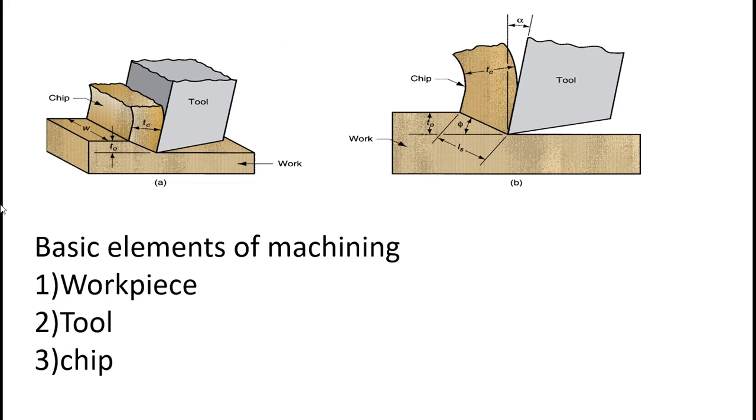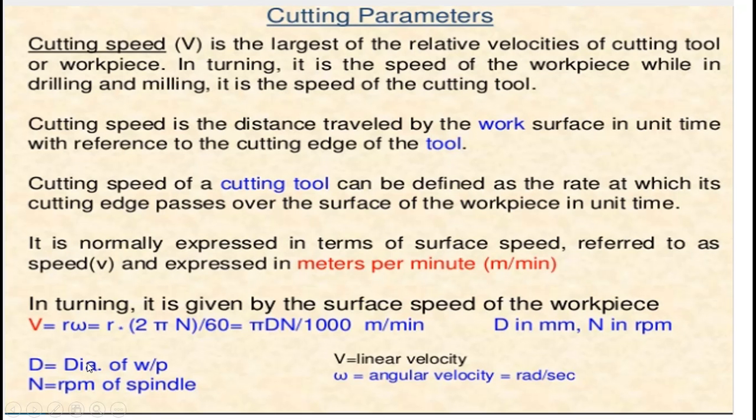The basic elements of the chip forming or machining process include the workpiece, that is the raw material, the tool, which is generally harder, and the material that is removed in the form of chips. While carrying out any operation, there are various parameters which affect that operation. It includes first, cutting speed.